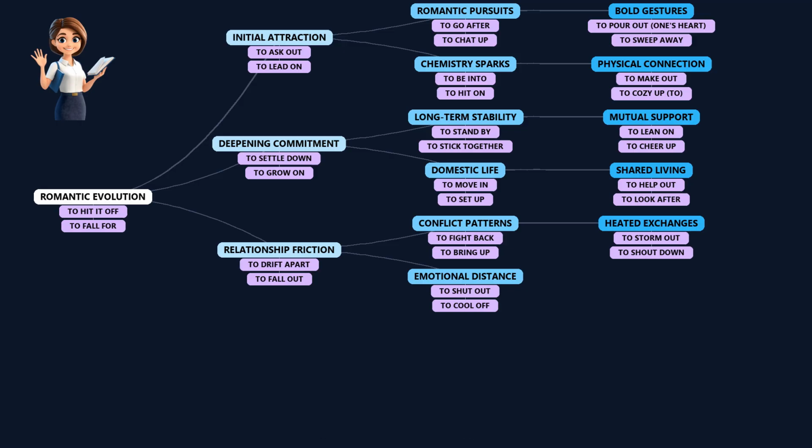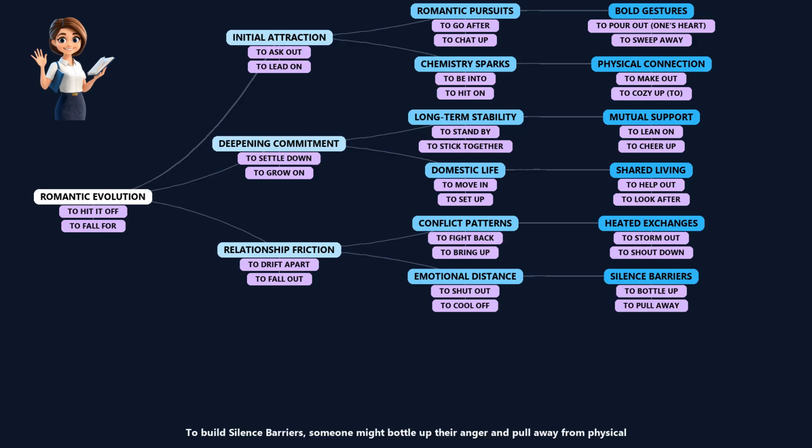Silence barriers. To build silence barriers, someone might bottle up their anger and pull away from physical contact. This means keeping all your bad feelings inside and not wanting to hug or be near the person you usually love.